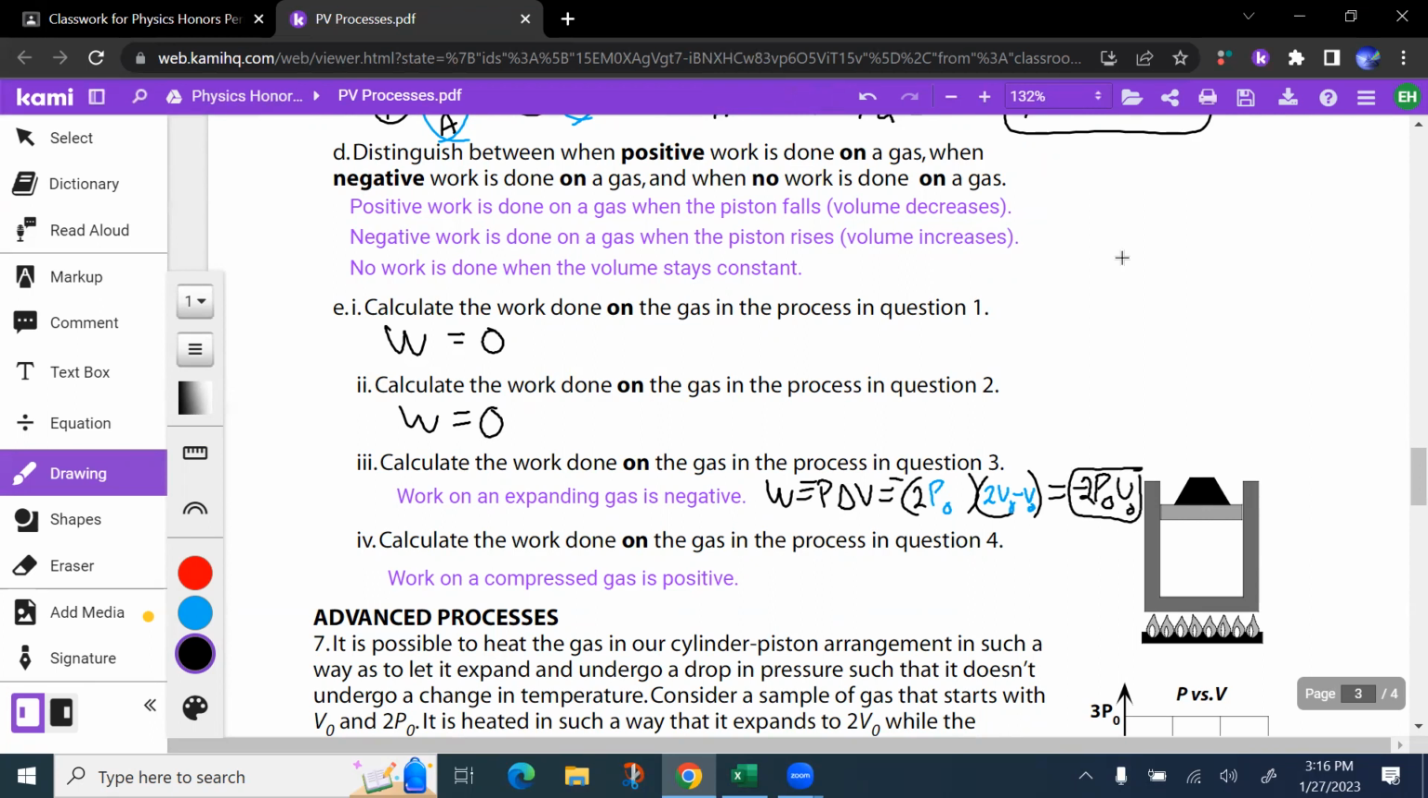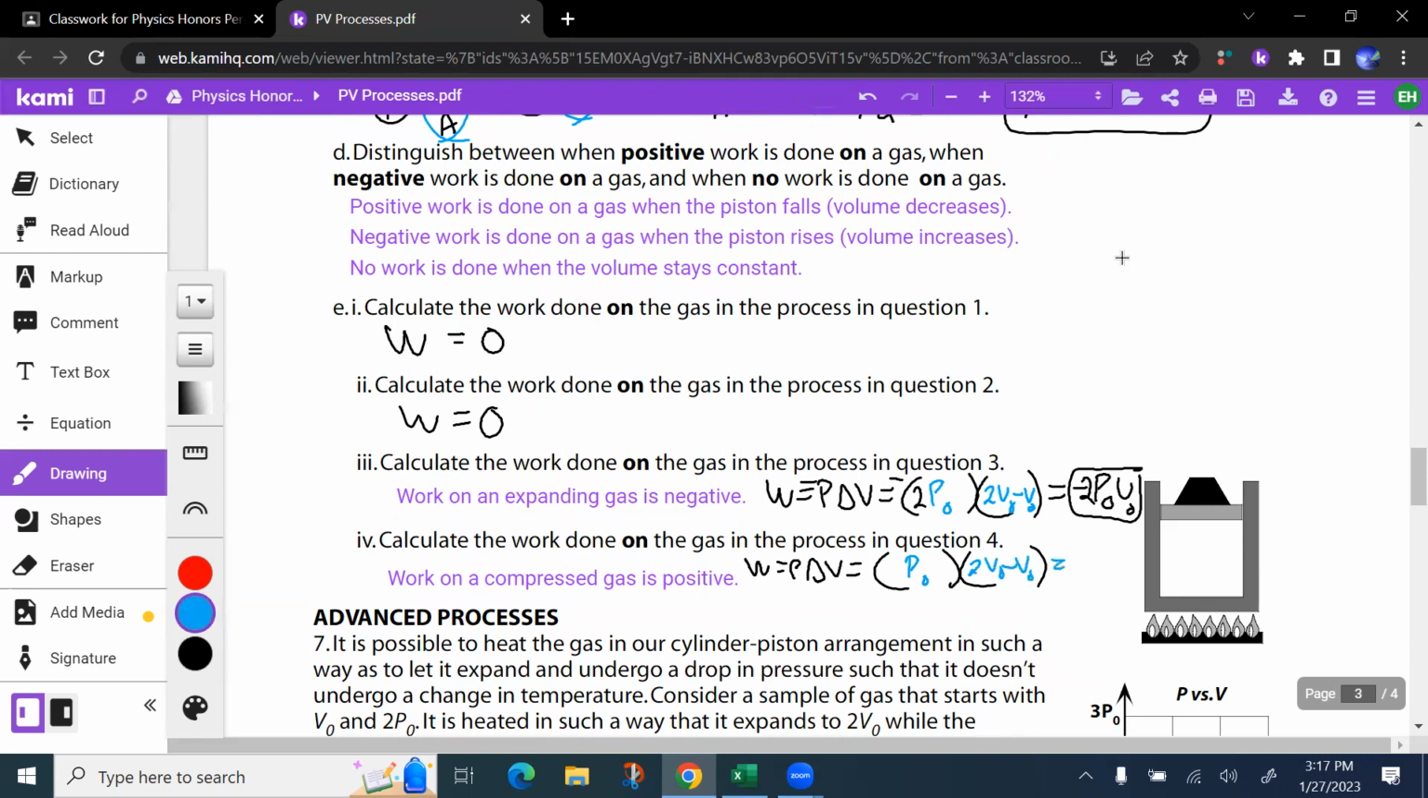All right, and then in part 4, we're finding the work again using pressure times the change in volume. Similar idea. This time the pressure is P naught, stays constant, and the volume changes from V naught to 2 V naught again.